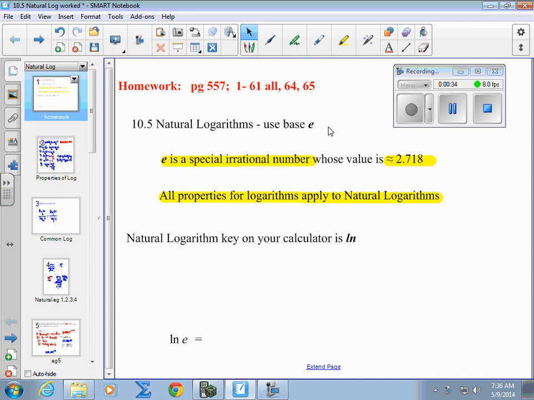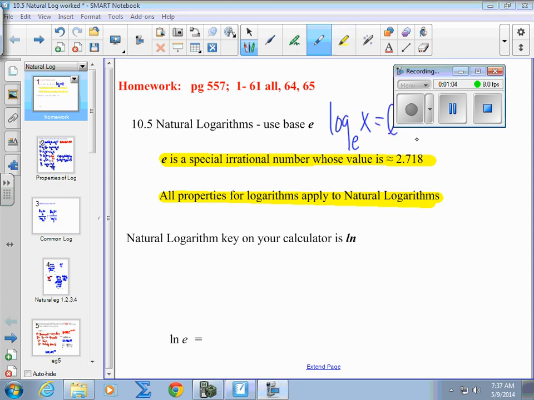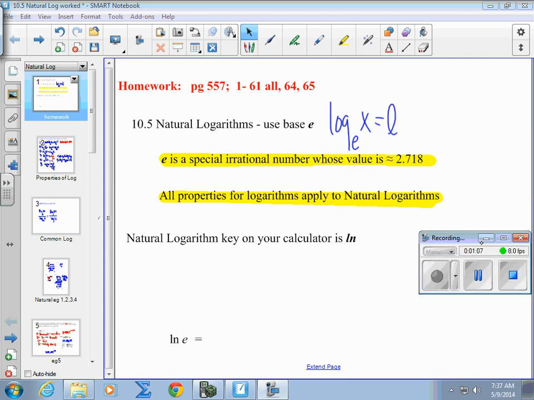Base e is a special irrational number whose value is approximately equal to 2.718. All properties of logarithms apply to natural logarithms because they all are logarithms. So we have something that looks like log base e of x. But you won't see it written as log base e. You'll see it written as ln of x. So ln stands for log base e.